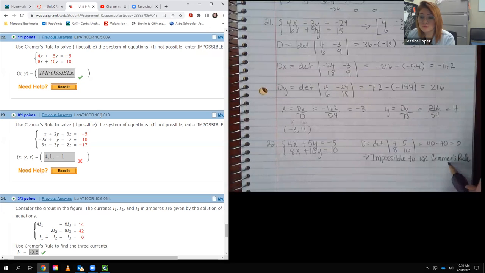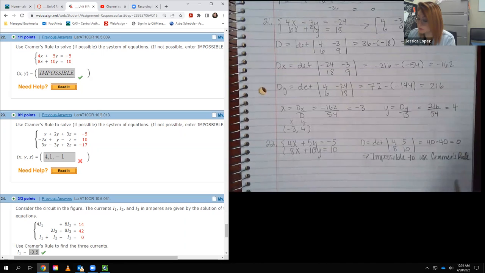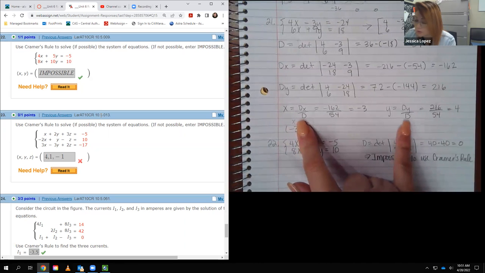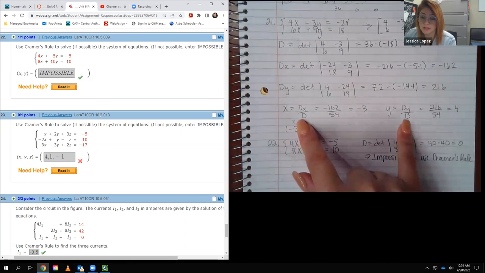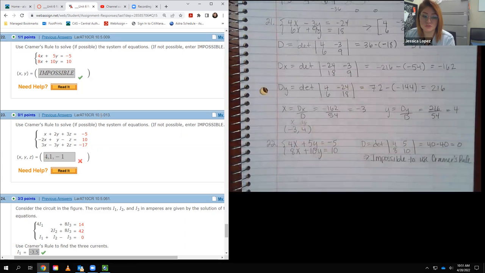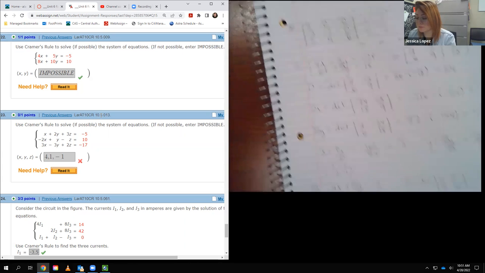And so it's impossible to use Cramer's rule when D is 0. Because look where D is located in Cramer's rule. D is in the denominator. You cannot have 0 in the denominator. So this is what makes it impossible to use Cramer's rule here. So for number 22, the response was just impossible.